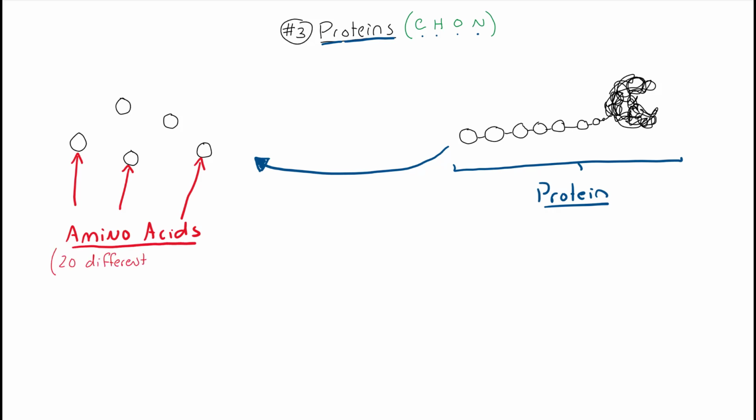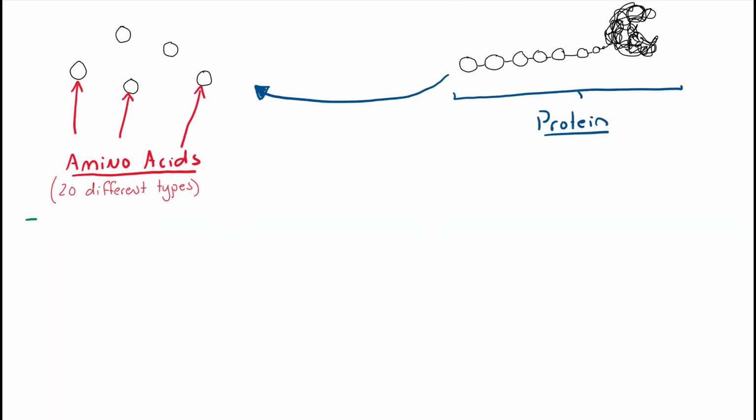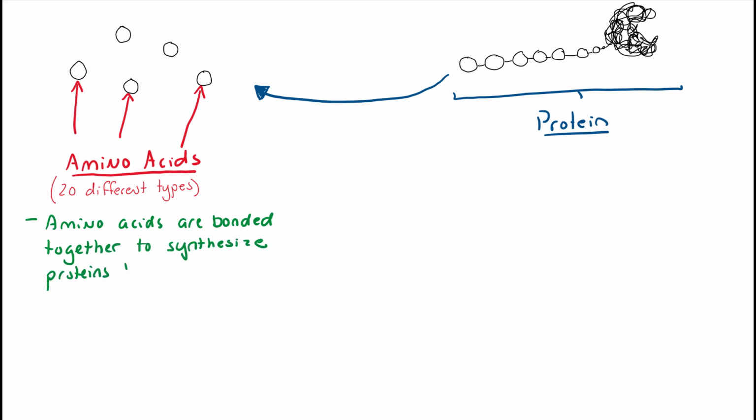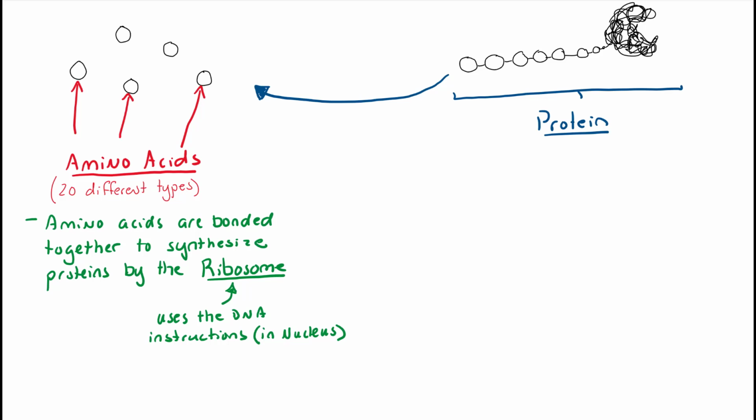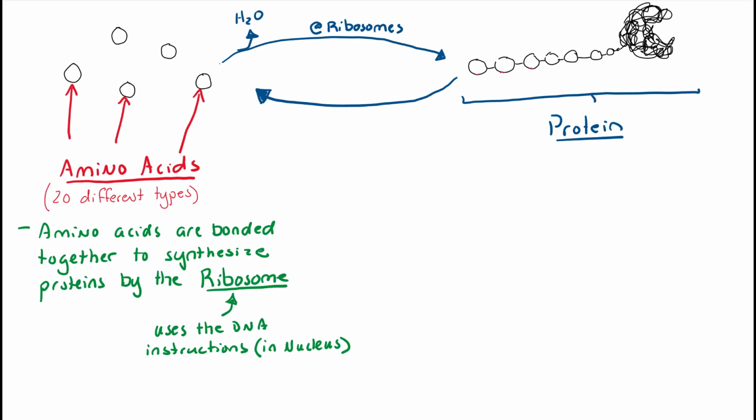And there's 20 different types of amino acids. These are the building blocks of a protein. So amino acids are going to be bonded together to make ultimately a protein. And this happens at the ribosome. The ribosome knows how to make the protein using the DNA instructions from the nucleus. So when the ribosome puts the amino acids together by dehydration synthesis, it forms a long chain of amino acids.